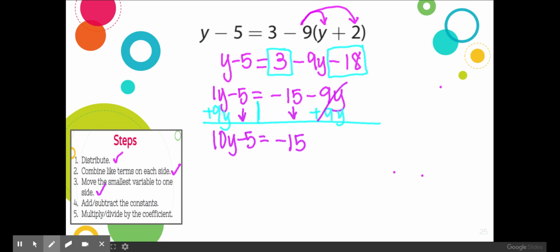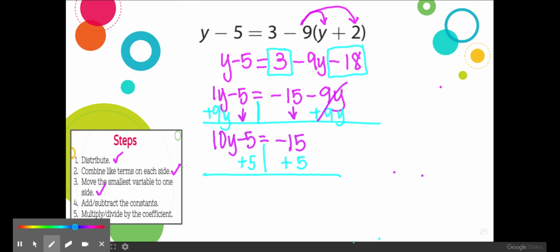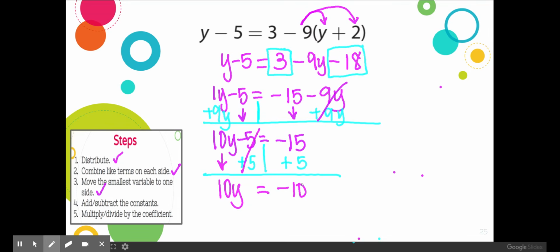Step 4 is to add or subtract the constants. Remember the constants, whatever does not have a variable. So I want to get rid of the constant that is on the same side as my variable because my goal is to get the variable by itself. So how do I get rid of a negative 5? I need to add 5 to both sides. When I add 5 to both sides, I got to bring down the 10y. Negative 5 plus 5 is 0, so they cancel out. Bring down the equal sign, and then negative 15 plus 5 is negative 10. Step 4 is done. Check.